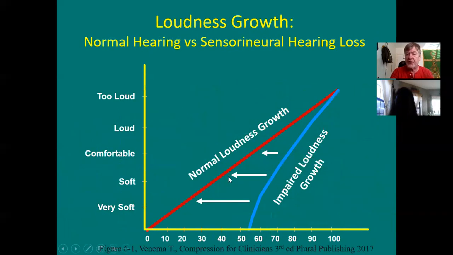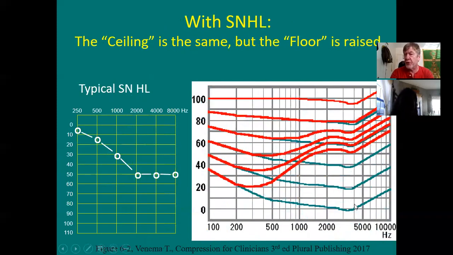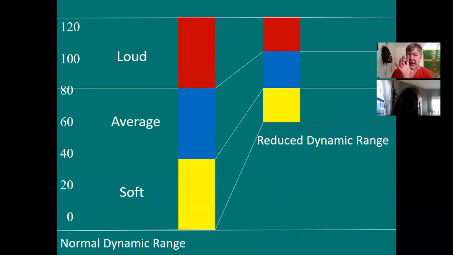Just like this person's dynamic range is smaller. It goes from 55 to 100 when normally it's from 0 to 100. Same picture shown here, only this one's got frequency added into it. And again, looking at this slide here, a normal dynamic range from 0 to 120, we're soft, average, loud.